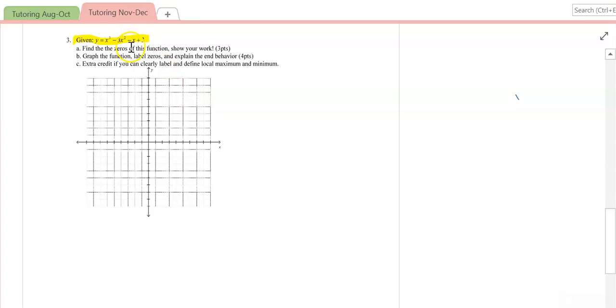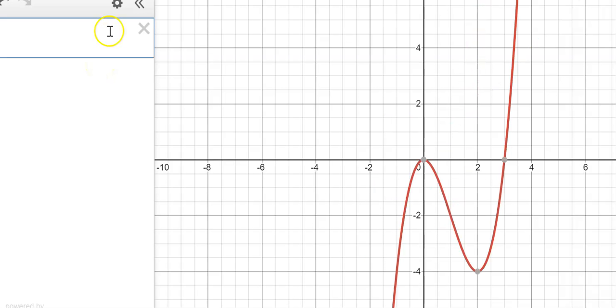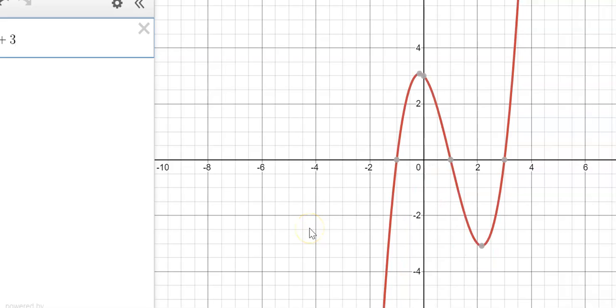So we have x cubed minus 3x squared minus x plus 3, x cubed minus 3x squared, what was it, minus x plus 3, I believe. So that's what our graph looks like. From our graph, we can see that we have 3 x-intercepts. So we have -1, we have +1, and we have 3.